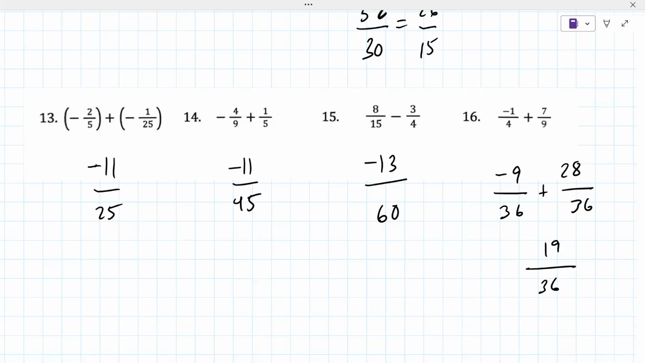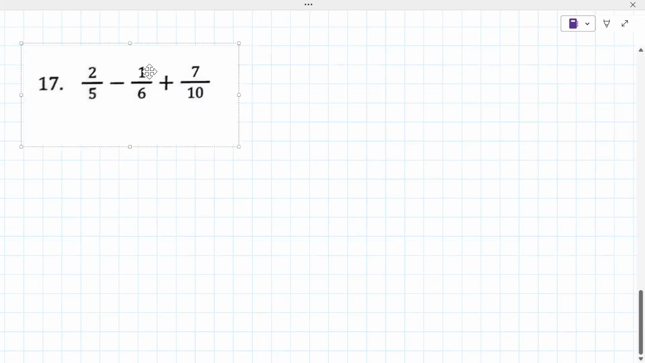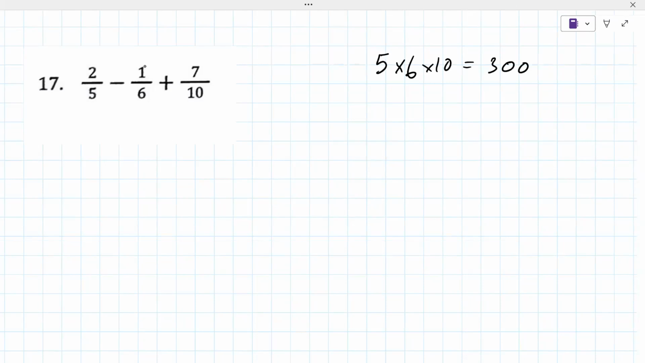All right. Any questions on that? No. All right. So we'll look at 17, 18, and 19 individually. There's a bit of a shortcut to finding the least common denominator. If you're really stuck, you can always multiply the three bottom numbers together, which I don't recommend. I mean, that's 300. That's not the best answer.